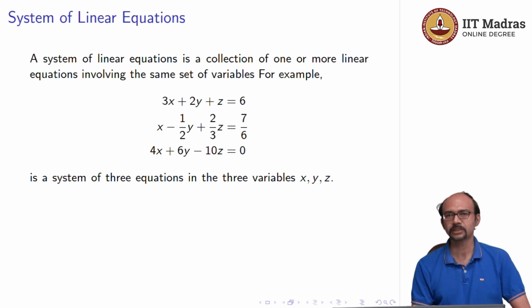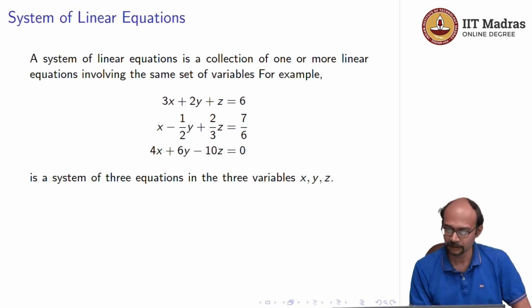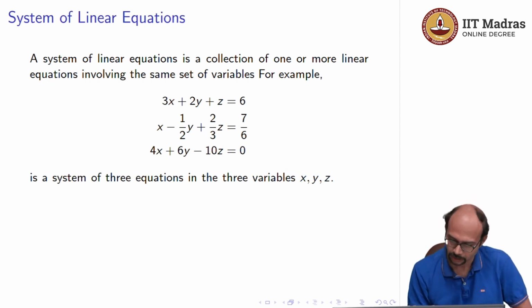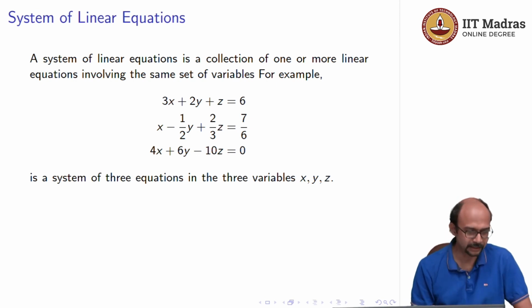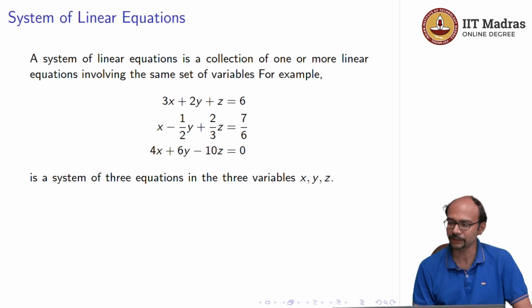So what is a system of linear equations? A system of linear equations means we have several linear equations. We saw what one linear equation is: something of the form a1x1 plus a2x2 plus ... plus an xn is b. Now we have many such equations, but in the same set of unknowns. So x1, x2, xn remain the same, but the coefficients and the constant at the end change. Here's an example: 3x plus 2y plus z is 6, x minus half y plus 2/3 z is 7/6, and 4x plus 6y minus 10z is 0.